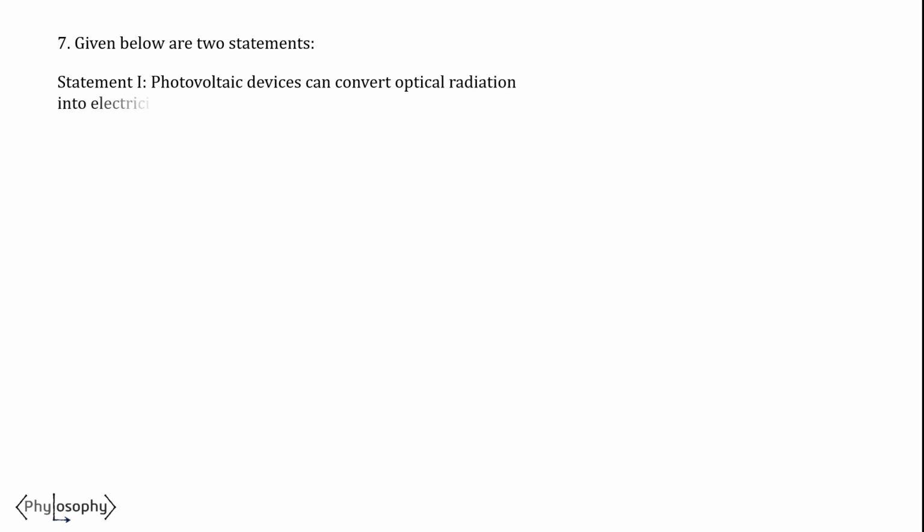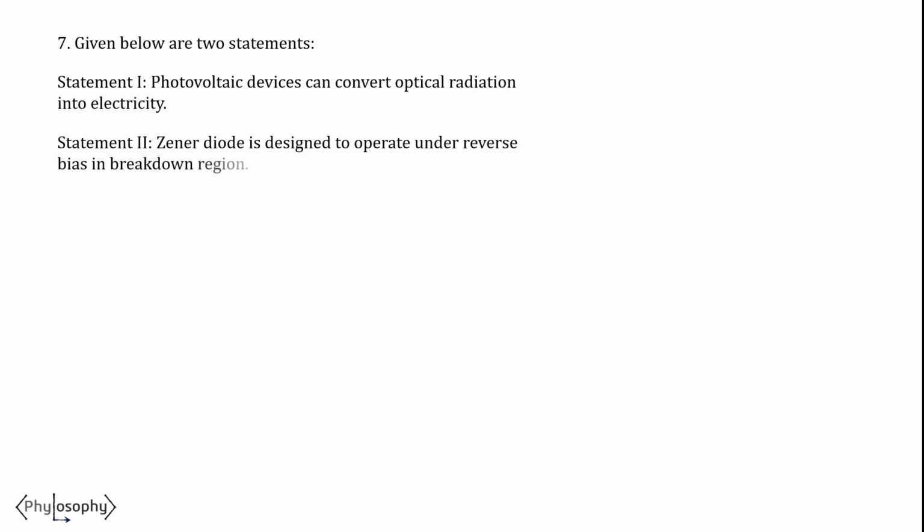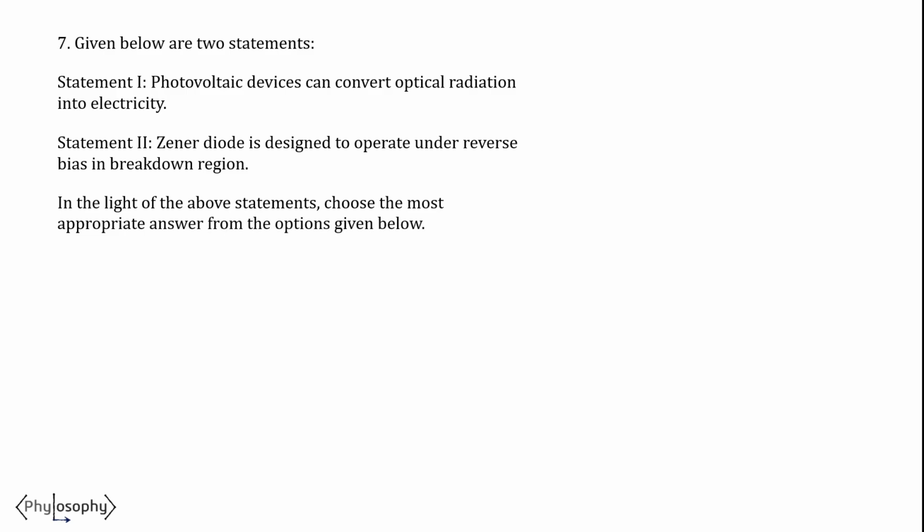Our next problem is, given below are two statements. Statement 1. Photovoltaic device can convert optical radiation into electricity. Statement 2. Zener diode is designed to operate under reverse bias in breakdown region. In the light of the above statements, choose the most appropriate answer from the options given below. And these are the four options.